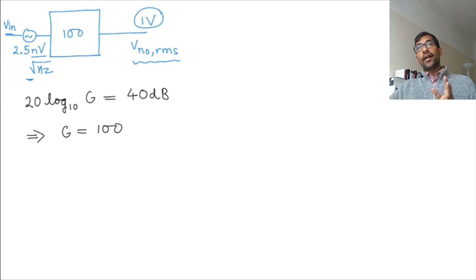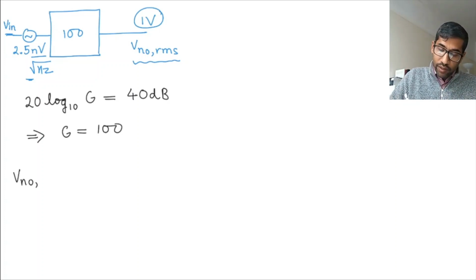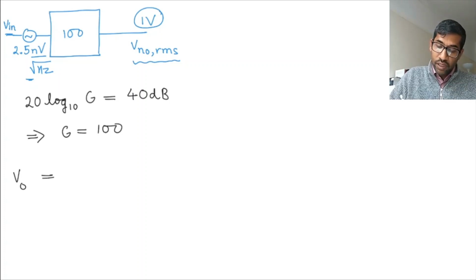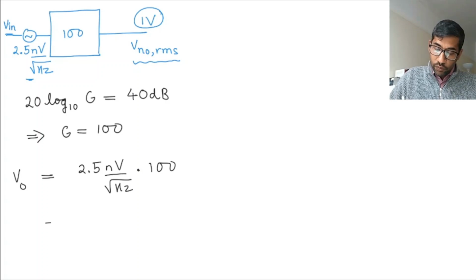Of course, the first thing that we can say here is, let me not write it as VNO RMS, but maybe just VO here. VO is the output, the RMS value here is going to be 2.5 nanovolts per root hertz multiplied by the gain, that's 100, which is equal to 250 nanovolts per root hertz.